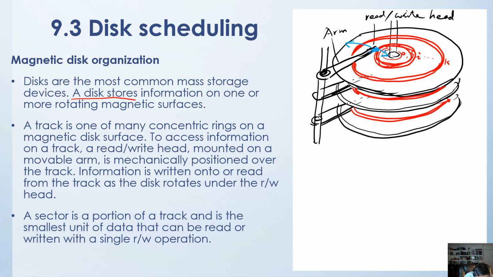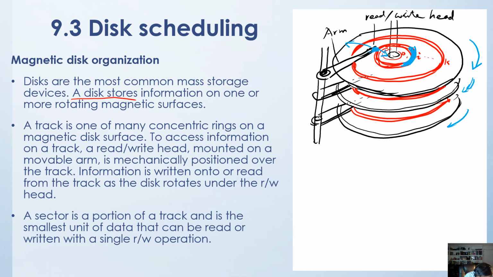The information is written onto or read from the track as the disk rotates under the read and write head. For example, if you want to access the data on this side of the track, no matter how you move the arm, you cannot reach this side. In that case, you rotate the disk. All these disks rotate simultaneously. You rotate the disk to the other side, so the arm can reach the track and the read and write head can access the data.